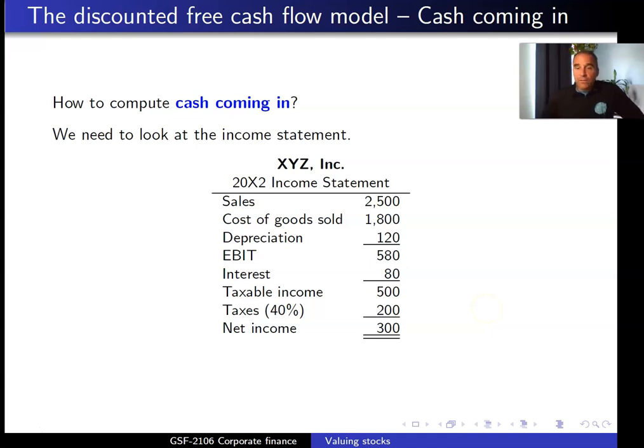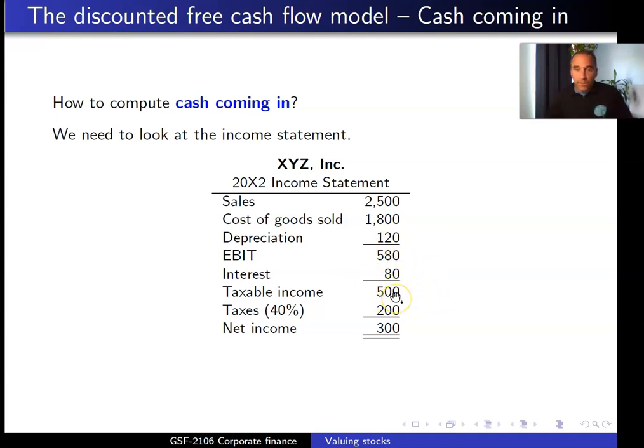For cash coming in, we look at the income statement. So what do we have on the income statement? Sales. So this is very simplified. So we have sales, cost of goods sold, depreciation. There's no fixed costs. You could have had an extra line of selling and general expenses. We don't have that. No extraordinary expenses here. Everything is basics. So sales minus variable cost or cost of goods sold, doesn't really matter here. Minus depreciation gives earnings before interest and taxes.